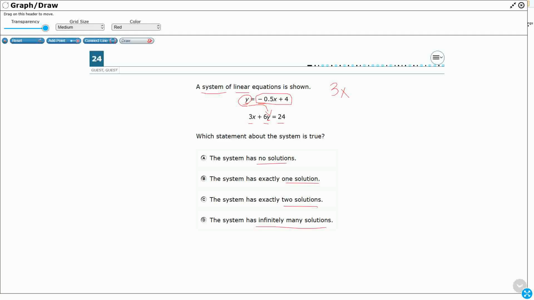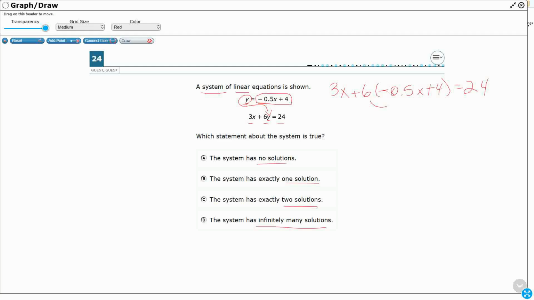I'm going to do 3x plus 6. And instead of y, I'm going to put in what y is equal. Y is equal to negative 0.5x plus 4 equals 24. So now I've only got one variable. I've got x's in two locations. I simplify. I'm going to try to figure out what x equals.